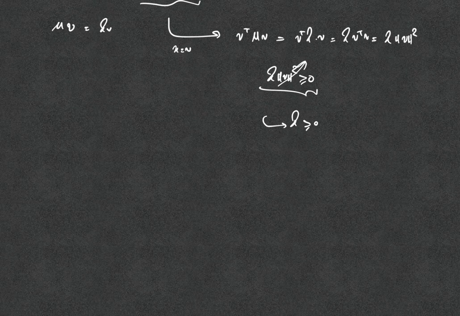And this basically means that if you have a matrix M, which is a symmetrical Hermitian matrix, and it is positive definite or positive semi-definite, this constraint applies to all its eigenvectors. Sorry, its eigenvalues as well.